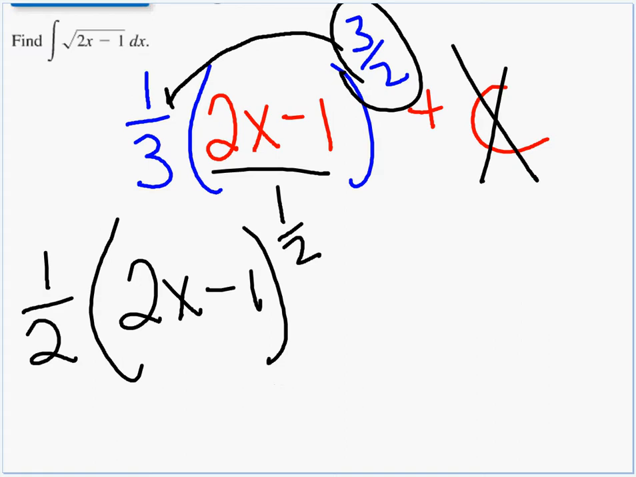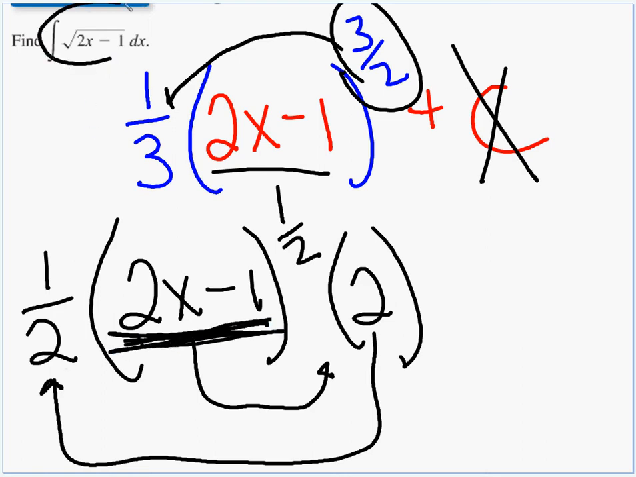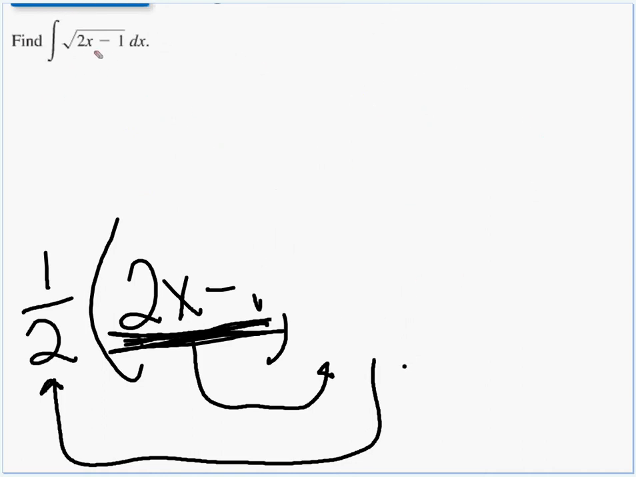And I almost forgot the chain rule. This inner function would need derived. 2x minus 1 derives to a 2. That 2 is going to hit the 1/2 at the front. Half of 2 is 1. So this is 2x minus 1 to the 1/2 power, and that's where this problem all started. So we figure out our inner function, replace it with a u, anti-derive, and then we switch back at the end.